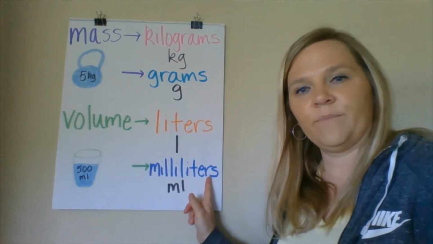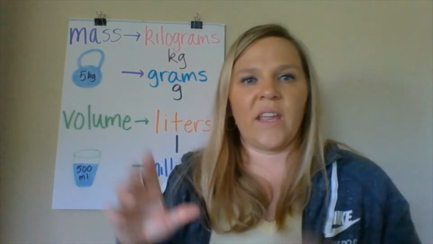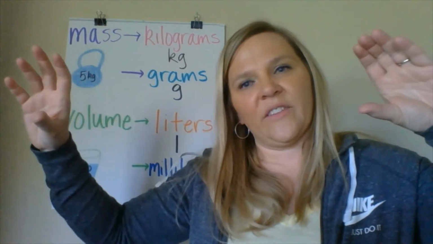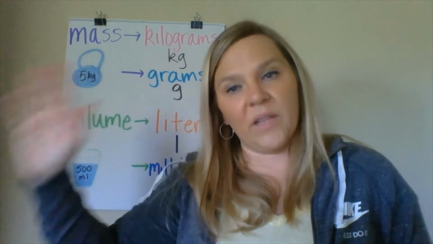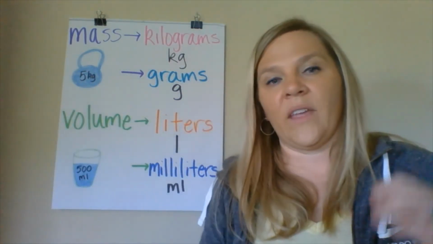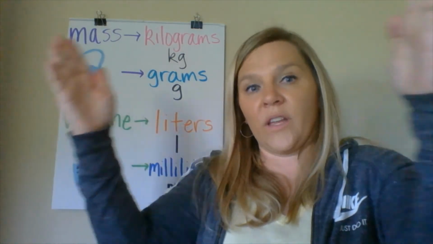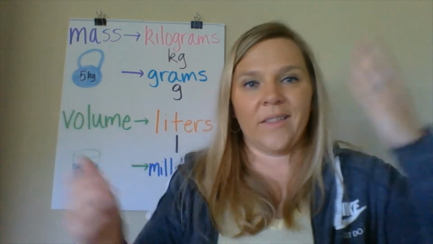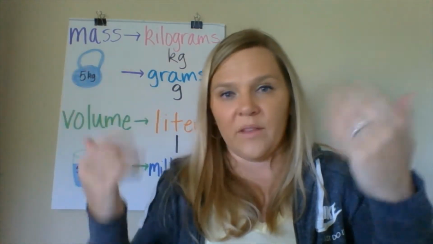So kilo means 1,000, so there's 1,000 grams in 1 kilogram, and there are 1,000 milliliters in 1 liter. If you remember yesterday, the chart that I made kind of looked like a place value chart, with kilo on one end and milli on the other. And so they are both 1,000 working their way to the middle to be the unit. They're the biggest and the smallest, the kilo and the milli.